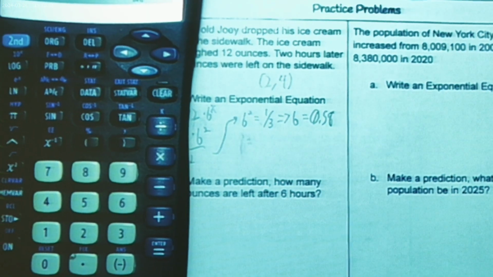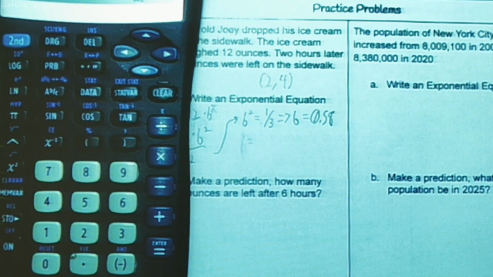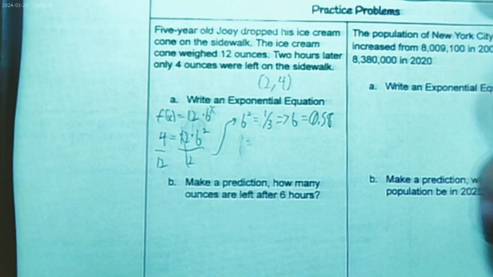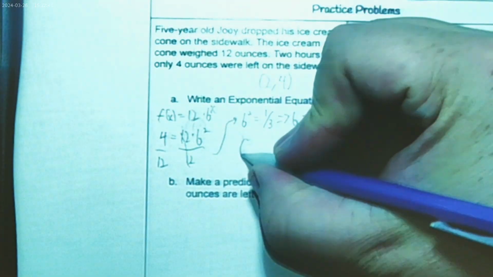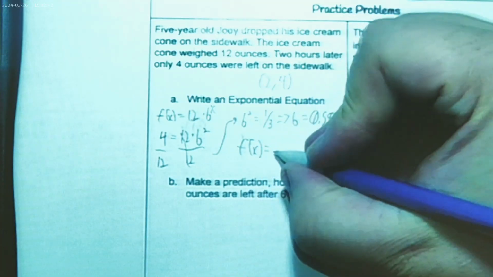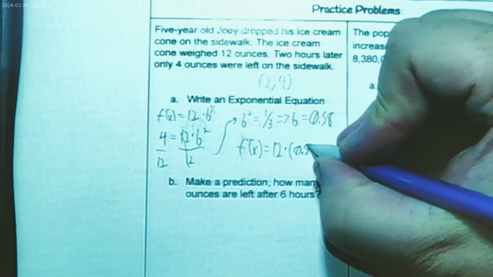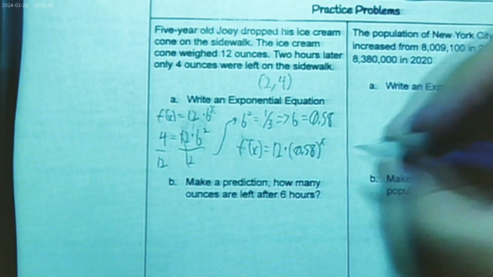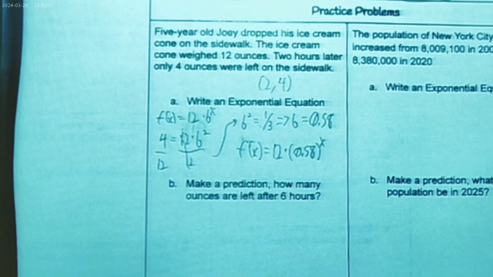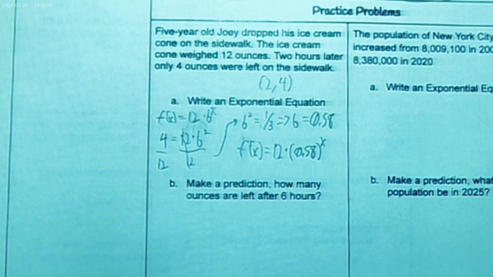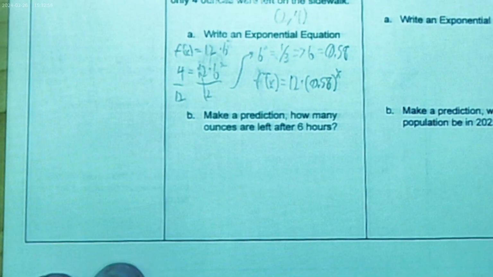And you're going to get weird numbers like that every now and then. Just as long as you're consistent with the rounding, it really doesn't matter what you go for. So the exponential function at this point is going to be f of x equals 12, our initial value, times 0.58 to the x. All right. So that's probably going to be the hardest part of these sorts of problems, is coming up with the equation.